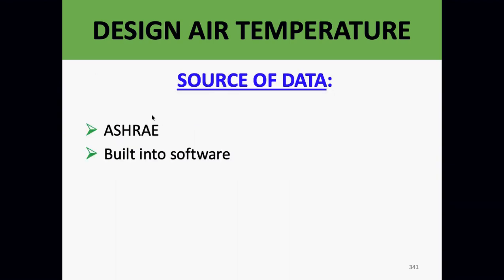Sources of data: ASHRAE is our primary source of data. Different software companies take that ASHRAE data and build it into their software, but ASHRAE is the primary source of data. It's available on the web. If you look up ASHRAE heating design temperatures, you'll find their tables. You can pull up a web page, plug in your location, and get all the information.